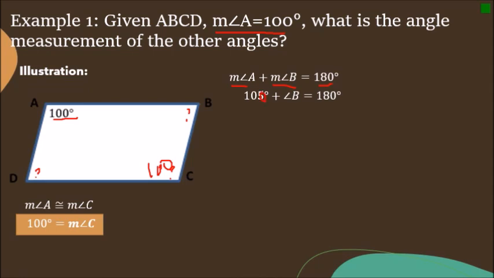Ayan. That's it for the measure of angle A, 100 degrees plus the measure of angle B, ito yung unknown, equals 180 degrees. And the next natin is we need to isolate the measure of angle B. So, ililipat natin si 100 degrees dun sa kabila. Pag nilipat mo magiging minus or negative. The measure of angle B is equal to 180 minus 100. Ibig sabihin, ang measurement ng angle B ay 80 degrees. So, ito ay 80 degrees.